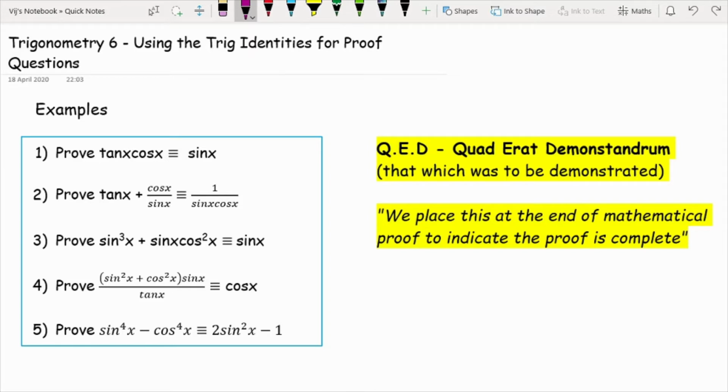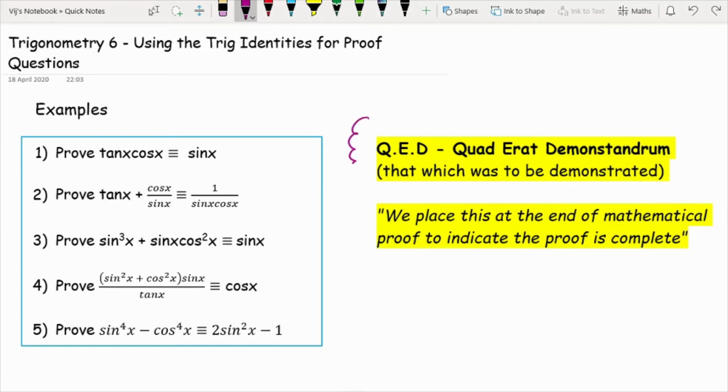Now, when it comes to working with proof questions, a common question that usually gets asked of me as a maths teacher is how do we finish the questions off? So you've been asked to prove something, how do we put the icing on the cake? And how we do that is by introducing a bit of Latin.